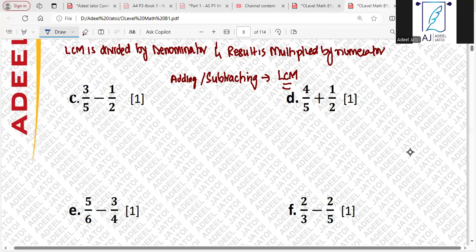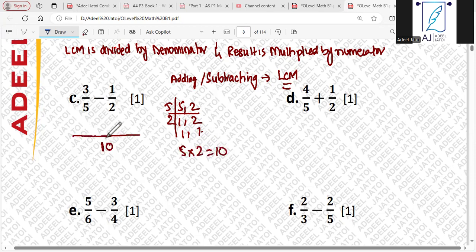Let's attempt part C. The denominators are 5 and 2. For the LCM, 5 ones are 5, and you're left with 2. So 5 into 2 is 10, and 10 is the LCM. 10 divided by 5 is 2, and 2 into 3 is 6. 10 divided by 2 is 5, and 5 multiplied by 1 is 5. So 6 minus 5 becomes 1 upon 10, which will be your answer.